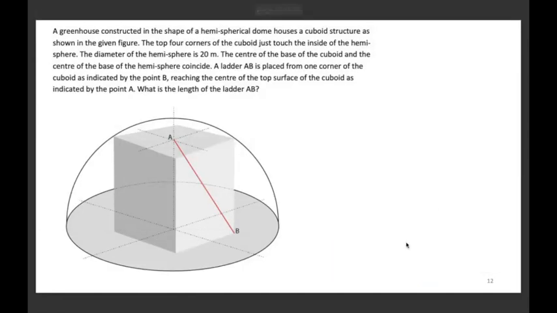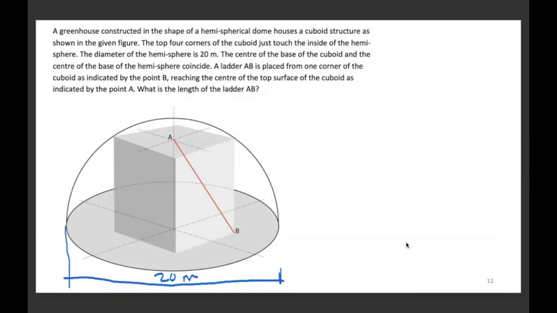A greenhouse constructed in the shape of a hemispherical dome houses a cuboidal structure as shown in the figure. The top 4 corners of the cuboid just touch the inside of the hemisphere. The diameter of the hemisphere is 20 meters. We are given here the diameter of the hemisphere is 20 meters.